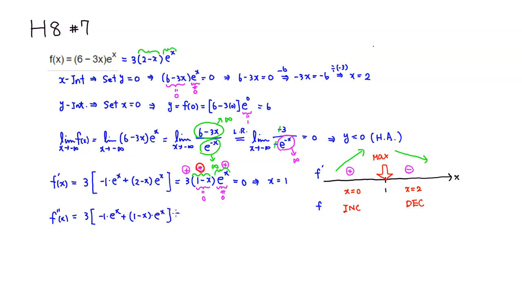If you clean it up, you have a 3, which is already there. You have a 1 minus 1, so they cancel out. But you still have a negative x, so you have minus negative x. Then you still have e to the x. So this is actually negative 3x e to the x. If you set that equal to 0, you can see that x equals 0, right? x equals 0.